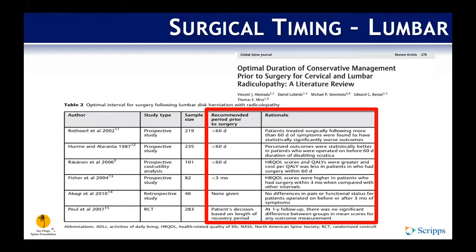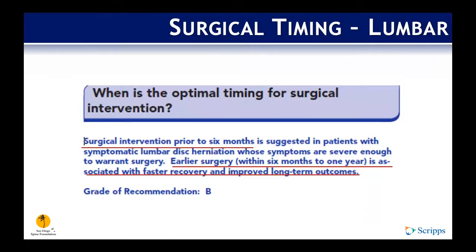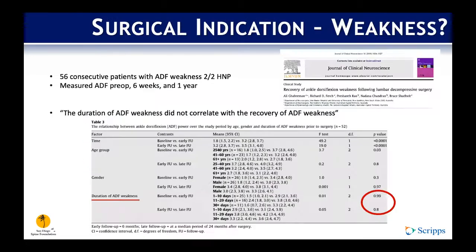And then this is a meta-analysis looking at the question of timing for lumbar surgery. You can see the different time frames here: 60 days, less than 60 days, less than 3 months, but all these showed better outcomes or health-related quality of life at those time points compared to waiting longer. Now, the NASS guideline for lumbar, there's none given for cervical, but for lumbar prior to 6 months. And they also concluded that earlier surgery, 6 months to 1 year, is associated with faster recovery and improved long-term outcomes.